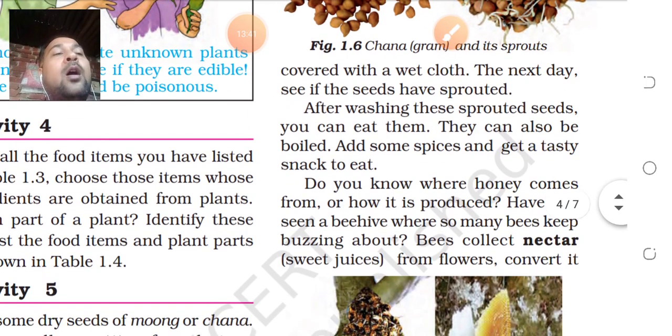Now we will talk about honey, how honey comes. Do you know where honey comes from or how it is produced? Have you seen a beehive? A beehive is a place where bees live. What bees do is collect nectar from flowers. Nectar is the juice of the flower, and they put it in their house, the beehive, and after some days it converts into honey.